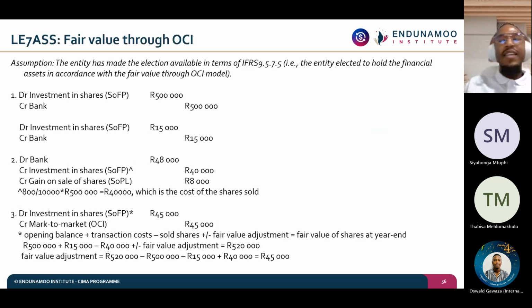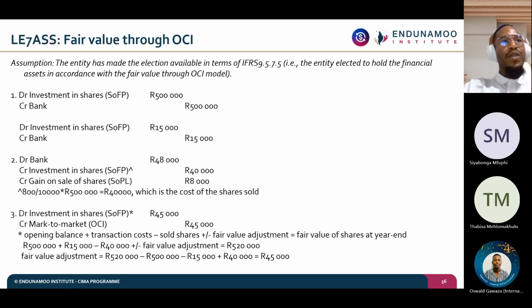What that means for us is the investment is still initially measured at its fair value. However, the transaction costs would get capitalized to the cost of the investment. The cost of the shares when they get sold is still the same. However, what changes is our fair value movement here. The fair value at the end of the year is still 520,000.